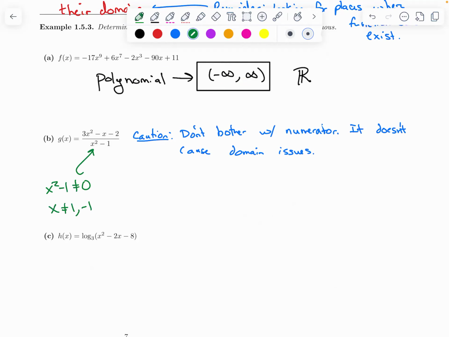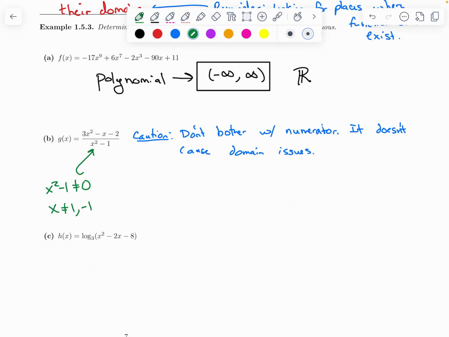So reiterate that one more time. I don't want to bother with the numerator. It doesn't cause domain issues. The 0 in the numerator is not the issue. It's dividing by 0 in the denominator. That's an issue. We can't divide by 0. Whether it be 0 over 0 or number over 0, regardless of that fact, it always ends up causing problems.